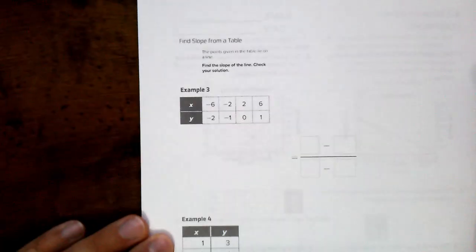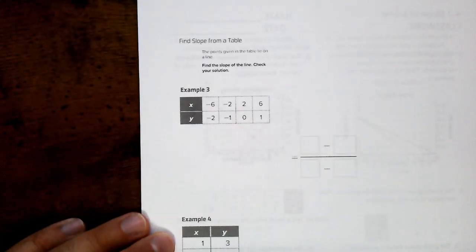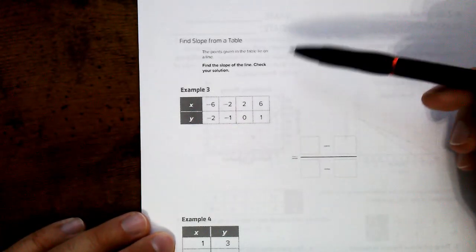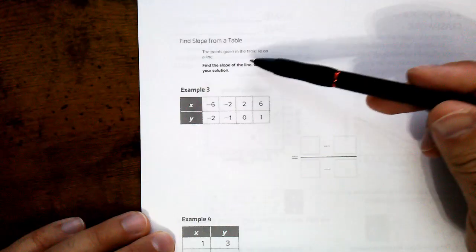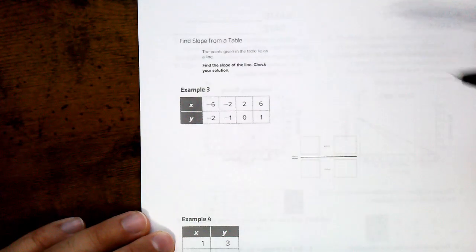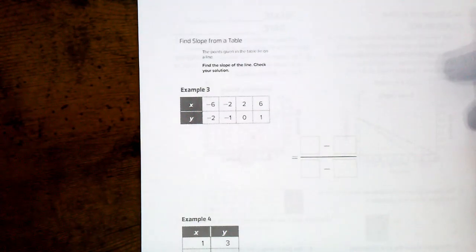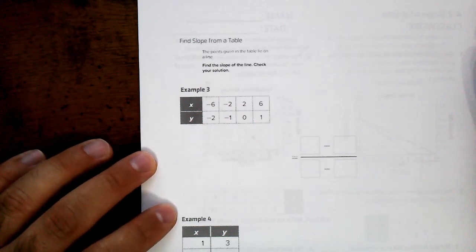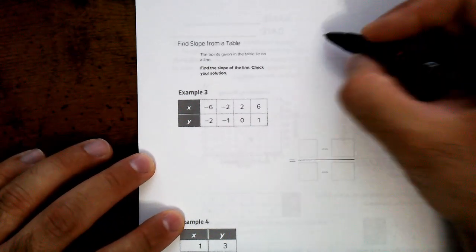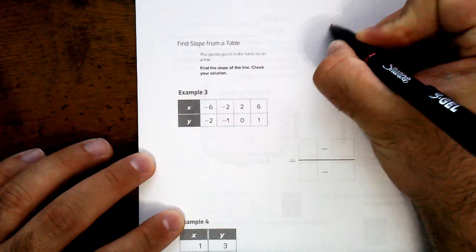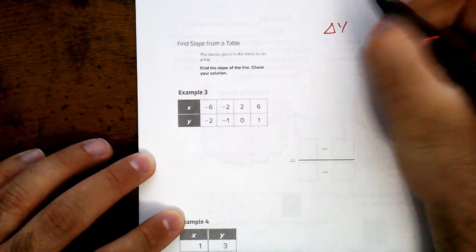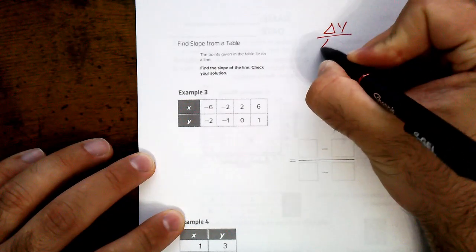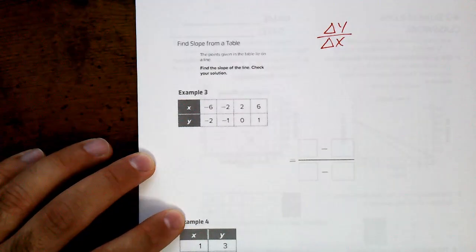How about from a table? The points given in a table lie on a line, find the slope, check your solution. Okay. So, this one, there's a specific formula we have to use. And this formula says change in y over change in x.